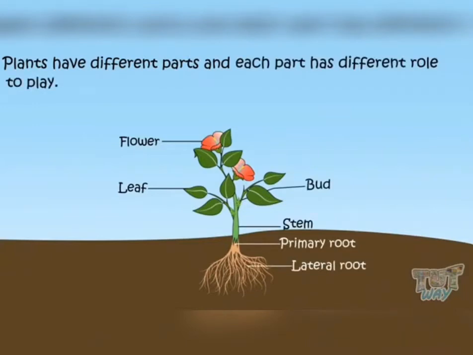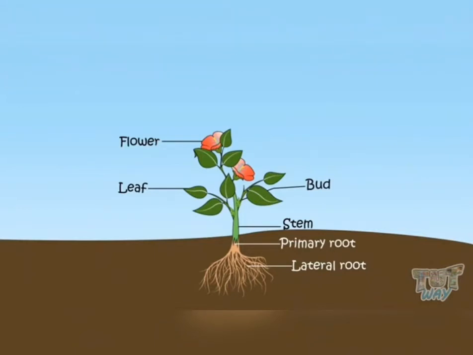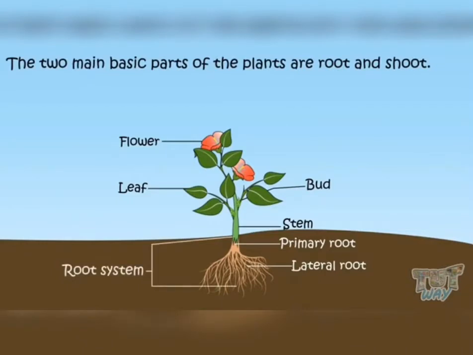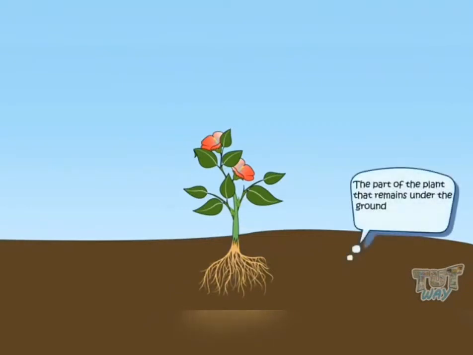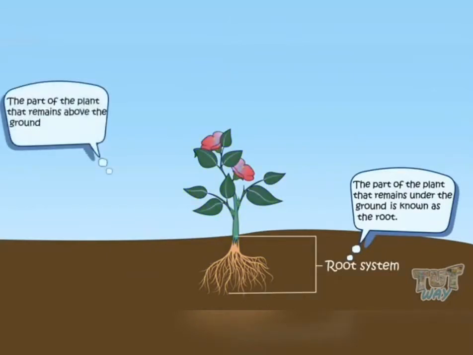All plants have two main basic parts. That is, the root and the shoot. The part of the plant that remains under the ground is known as the root. The part of the plant that remains above the ground is known as the shoot.